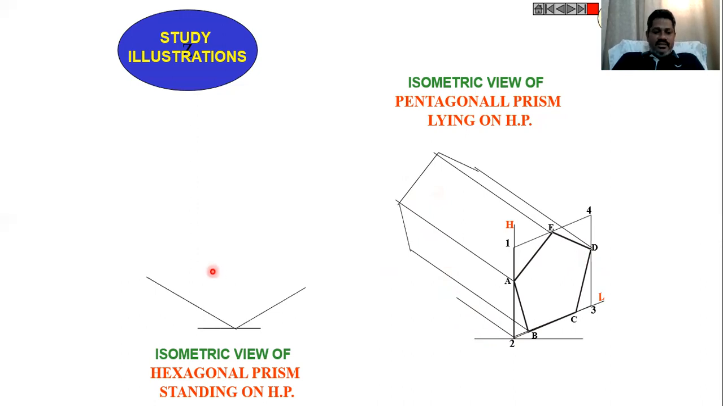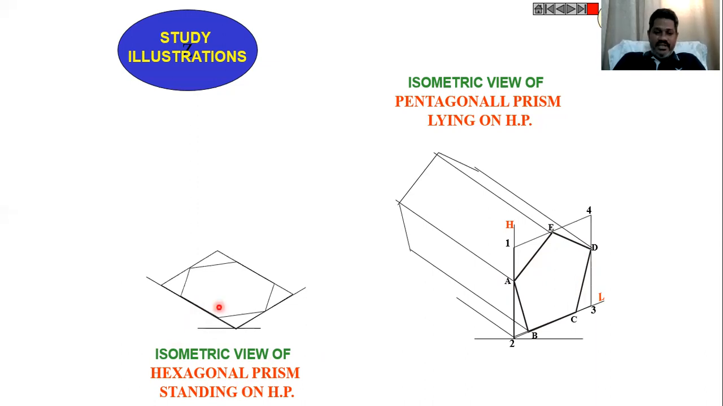Then to draw the front view and top view of the pentagonal prism, first we have to construct, and this is a different figure. Now to draw the isometric view of a hexagonal prism standing on HP. It is a pentagonal prism earlier, but this is a hexagonal prism standing on HP. So now to draw the isometric view of the hexagonal prism standing on HP.